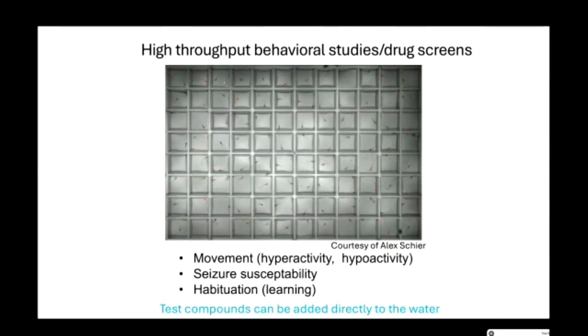So what interesting things can a fish swimming in a little well like this do for you? We can look at its movement. Is it hyperactive? Is it hypoactive? We can also look at seizure susceptibility. Is it having behaviors characteristic of seizures? We can also study learning in this format, habituation and other forms of learning. But what's really useful for the disease-related studies is that we can supply test compounds into the water.